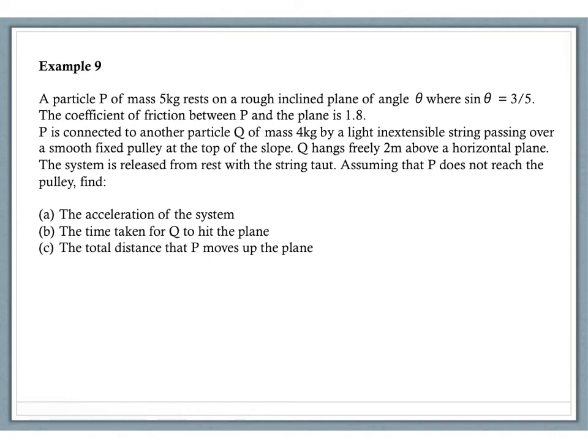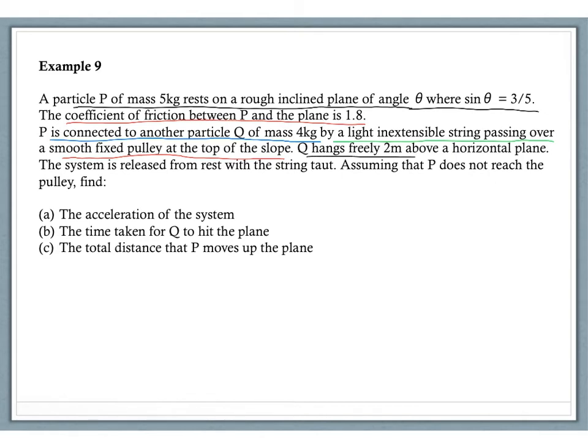A particle P of mass 5 kilograms rests on a rough inclined plane of an angle theta where sine theta equals 3/5. The coefficient of friction between P and the plane is 1.8. P is connected to another particle Q of mass 4 kilograms by a light inextensible string passing over a smooth fixed pulley at the top of the slope.